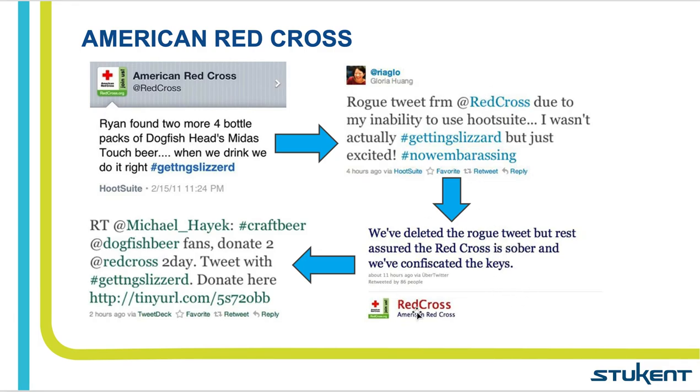Here's their action. We've deleted the rogue tweet, but rest assured the Red Cross is sober, and we've confiscated the keys, okay? Then they took it and actually ran with it and partnered with the Dogfish Head beer and came up with a fundraiser. So they made fun, they acknowledged it, okay? They took care of what was messed up, still had a little fun with it, and then turned it into a doggone fundraiser. Good for them.